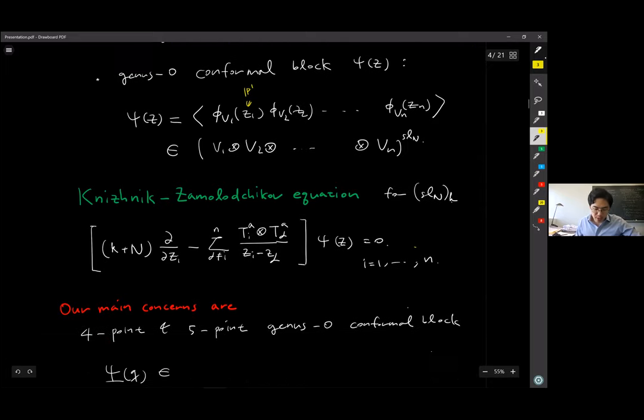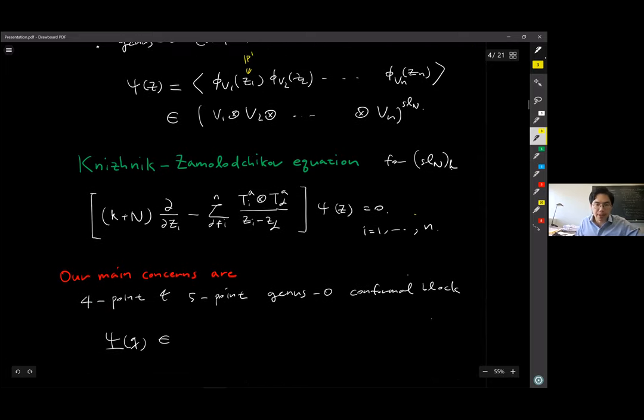One nice thing about these conformal blocks is they satisfy a differential equation called the Knizhnik-Zamolodchikov equation. It basically says that the variation with respect to the positions of the primary fields can be compensated by a certain action of SL(N). So here the T^a are again the SL(N) generators. The subscripts i and j mean they act on the i-th and j-th representations. So this equation is something that we're going to use.